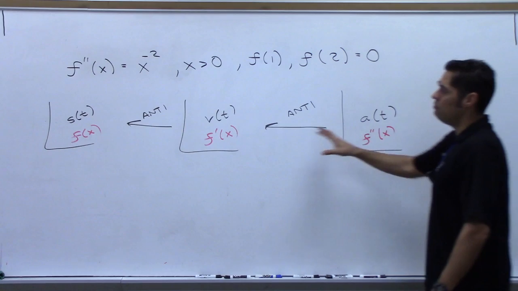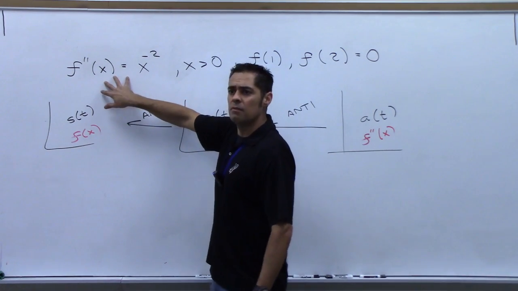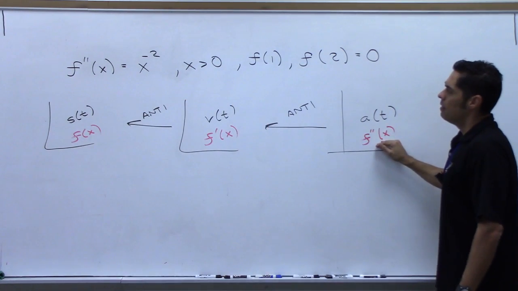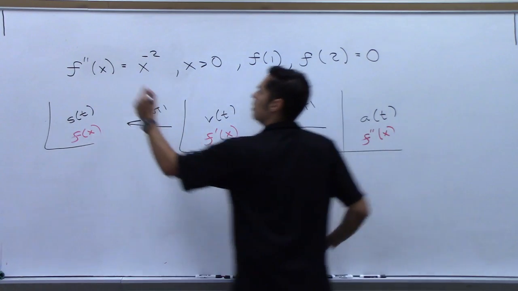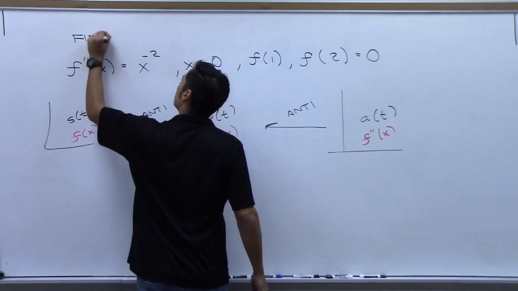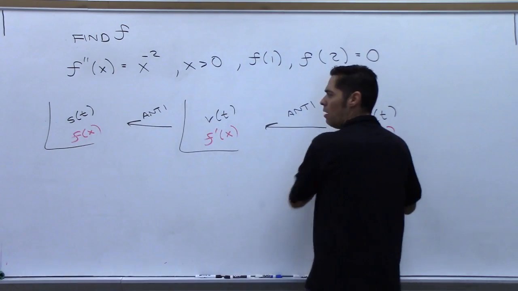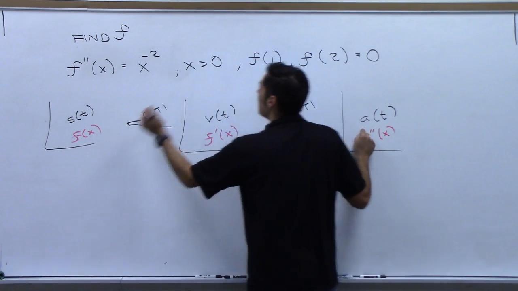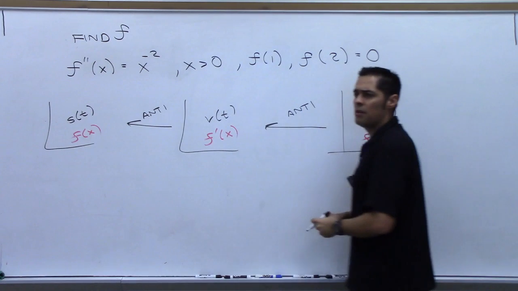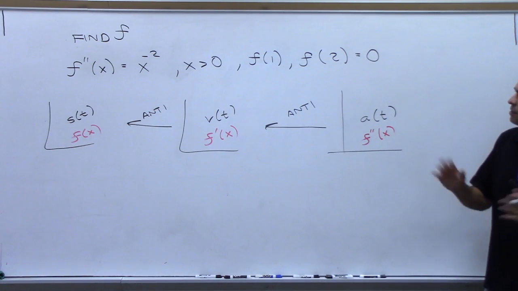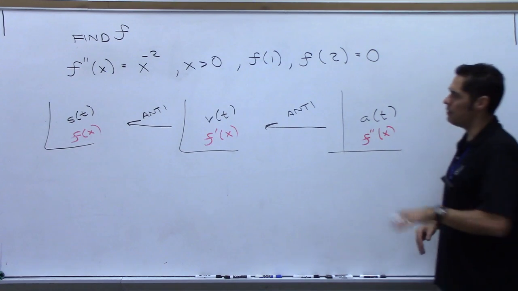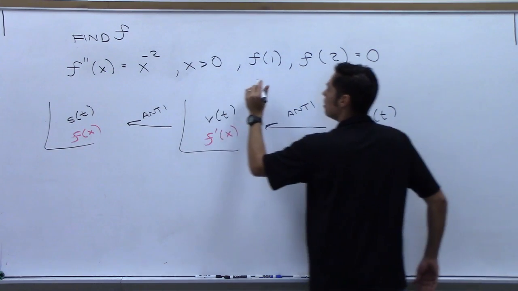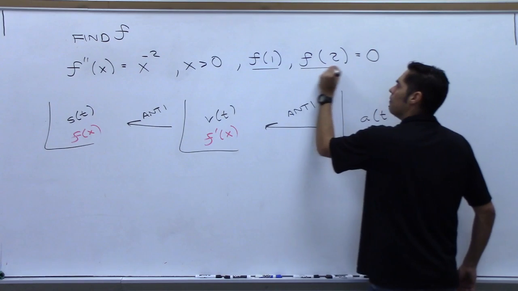So what they give you is this one here, and you're asked to go back and find f. So we've got to go from here all the way back, right? And they give you that x must be greater than 0. That's just because there are some issues with absolute values and stuff. We won't even really worry about this too much. But they give you these conditions.